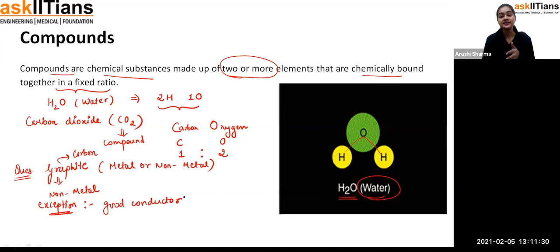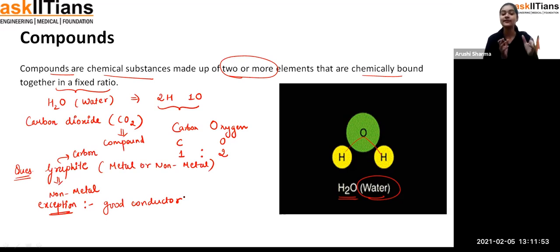Now why? Because, student, the structure of graphite is formed in such a way that there are some electrons, and now you'll say, ma'am, what are electrons? Exactly. Electrons are something, student, which are negatively charged, and due to their presence, electricity flows, or we can say the current flows. So that's how, student, graphite is one of those non-metals which is a good conductor of heat and electricity.